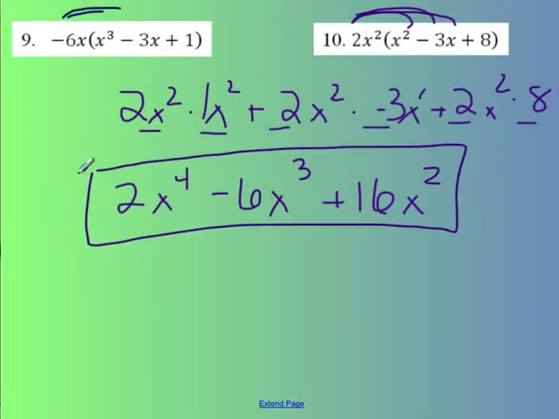So this right here is your final answer. I have 2x to the fourth minus 6x cubed plus 16x squared. So all of my like terms are combined. I can't add any more. And then all of my exponents are going in descending order.